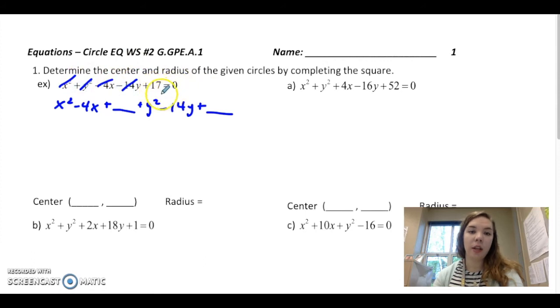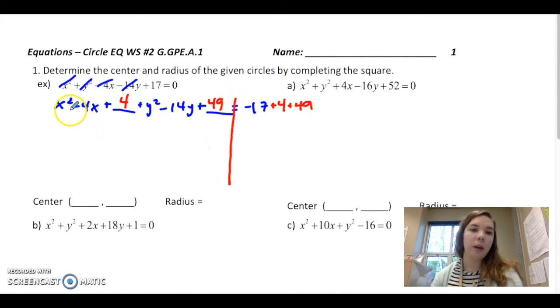Then I'm moving this to the other side. So instead of positive 17, now it's going to be a negative 17. Okay? If I take half of negative 4 and square it, I get positive 4. So I have to add that to both sides. If I take half of negative 14 and square it, I get 49. So I need to add that to both sides.